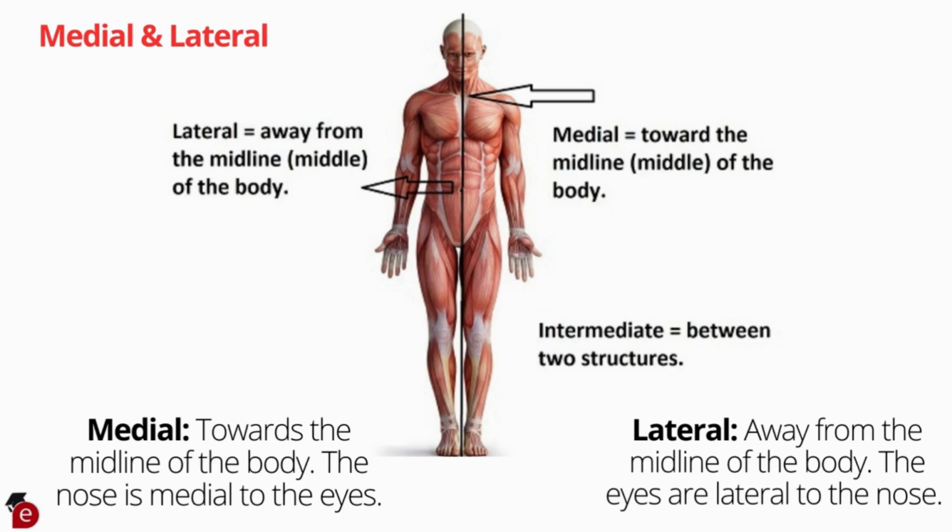So we have the medial, meaning that any part of the body that goes towards that midline of the body is medial. You can have an example of the nose and the eyes. You can say that the nose is medial to the eyes, meaning that the nose is towards the midline more than the eyes. Then we have the lateral, which is the opposite term. The lateral is used regarding structures away from the midline of the body. You can have the same example of the eyes and the nose, and you can say that the eyes are lateral to the nose, meaning that the eyes are away from the midline compared to the nose.